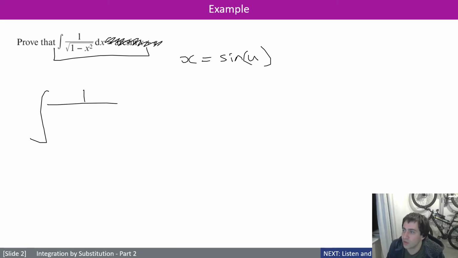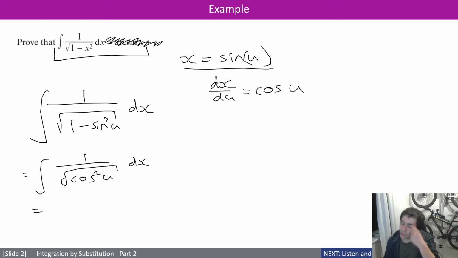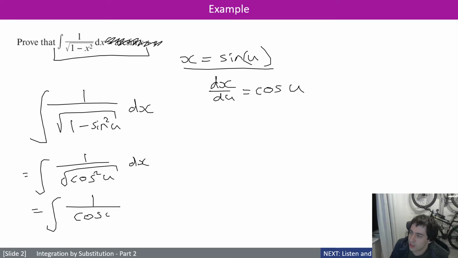So I'll have the integral of 1 over the square root of 1 minus x squared dx, and let's find the derivative of this so that we can do our change of variables. dx over du equals cos u. Okay, so let's just have that handy, and then the 1 minus x squared is going to become 1 minus sine squared u. And what is 1 minus sine squared? It's cos squared u. The square root of cos squared u is just cos u, so we've got 1 over cos u dx.